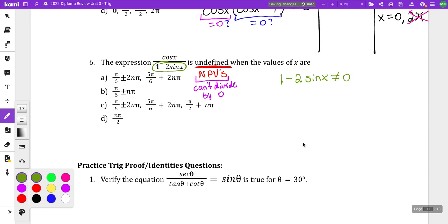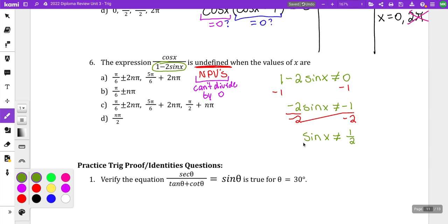Solve that. Move the 1 over, divide by -2, solve that thing. So subtract 1 from both sides. That means -2 sine x cannot equal -1. Divide by -2. That means sine x cannot equal 1 over 2. That means you cannot have a y value of 1/2.